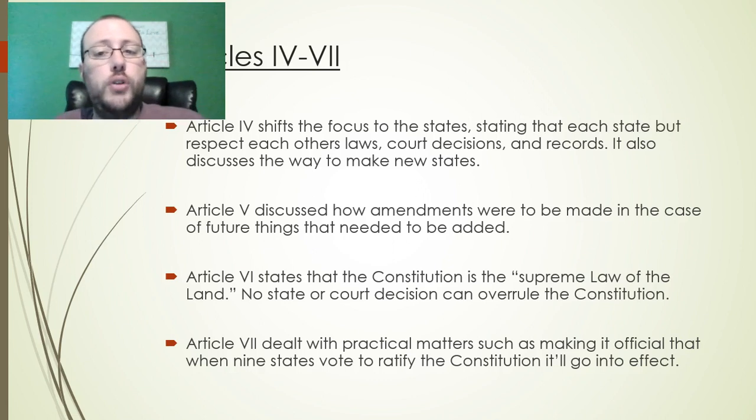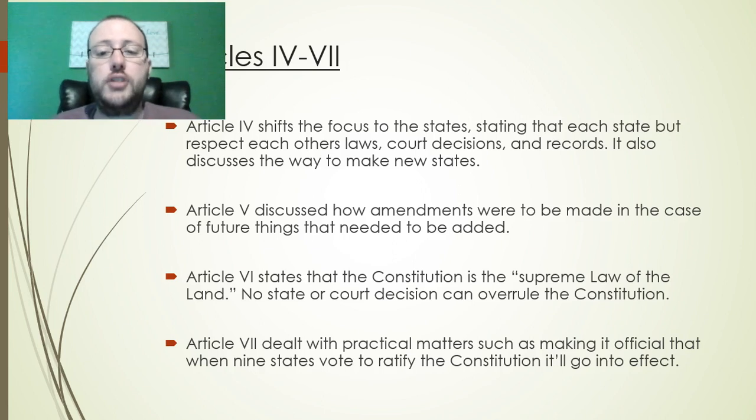Article 4 shifts the focus to the states. They say that the states must respect each other's laws, court decisions, and records. It also discusses the way to make new states. Keep in mind when they made these that the majority of the states hadn't even been made states yet. So this is going to be the way that we're going to go forward in the future making new states. Article 5 discusses how amendments were to be made in case future things need to be added, and we're going to see that there are 27 amendments that go along with this.